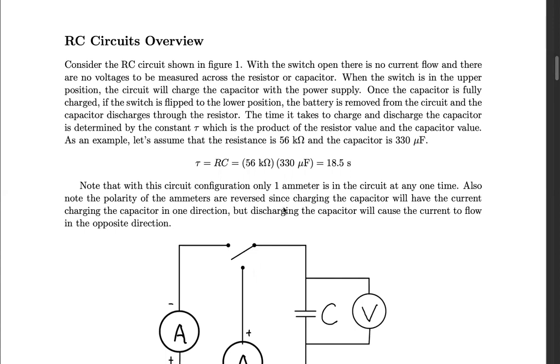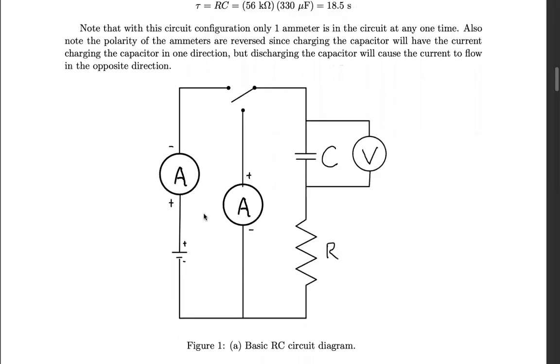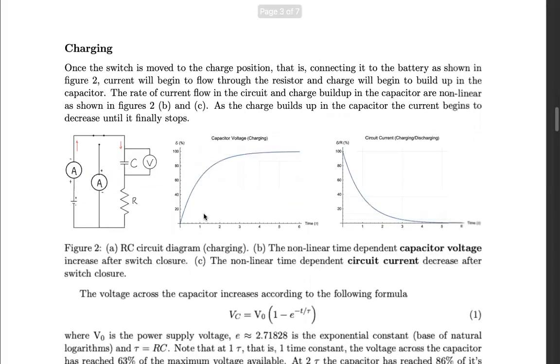The time it takes to charge and discharge the capacitor is determined by the constant tau, which is the product of the resistor value and the capacitor value. Let's do an example of a resistor, 56 kilo ohms and 330 microfarads. You can see the tau, the time constant, is 18.5 seconds. I've already explained this part about why there's 2 ammeters in the circuit. Let's go to the discussion.